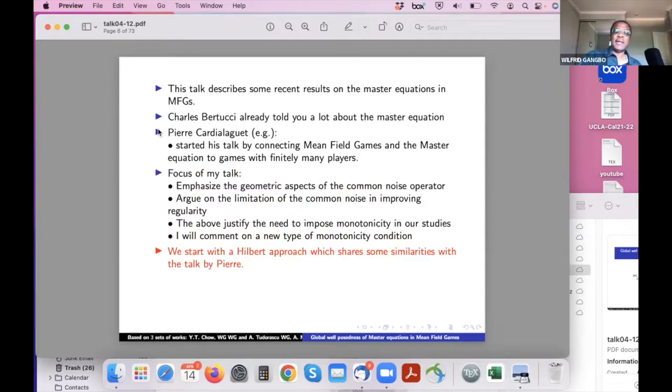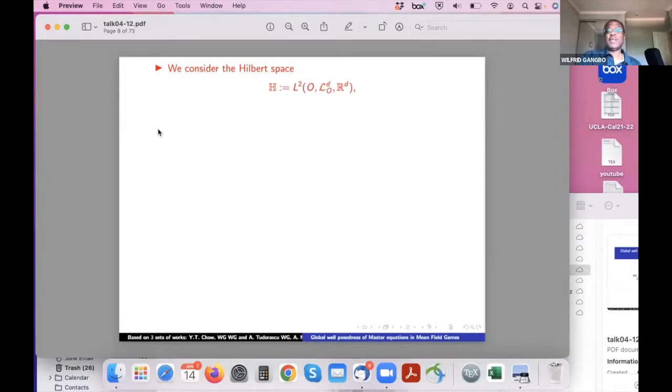So let me start with a Hilbert approach as done by Pierre in his talk. So I am going to choose O to be the unit cube in R^D, and I will choose my probability measure to be the Lebesgue measure restricted to the cube. In fact, I could replace O and P by any non-atomic probability space for what I want to do. Then I will introduce the Hilbert space of vector fields from O to R^D, such that the square integral with respect to Lebesgue measure is finite. This directs us to consider the flat manifold M, which is R^D by the Hilbert space.